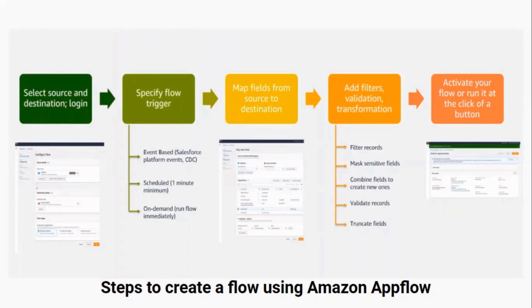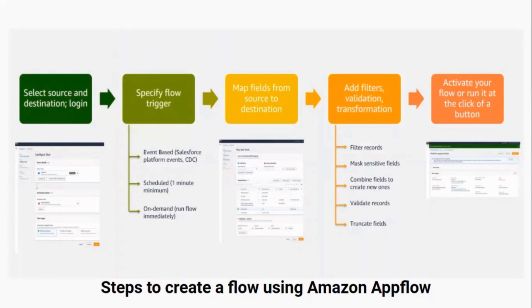And next we can add any filter or any validation rules or any transformation, and also combine the fields to create new ones. So like to lower the limit of the number of records to pull from our source, we can add a filter, like we have to fetch the records which are created after a specified date or within a specified period. So we can add those filters, and that's pretty much it.